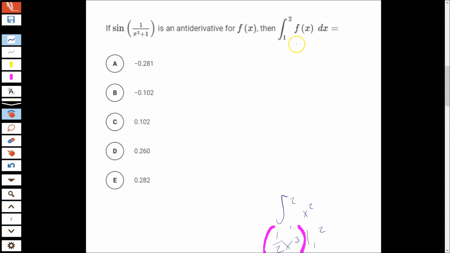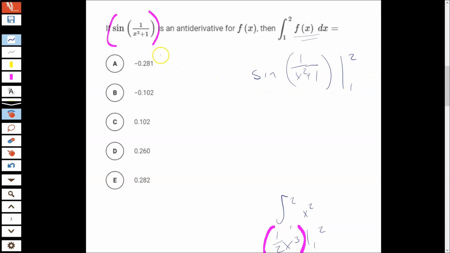right? So what they're saying here, we don't know what f is, but we know that this step in my process is given by this here. So they've actually done the work for us and just made it look harder when it's actually easier. So what we have here, this integral is going to be equal to sine of 1 over x squared plus 1. And then we're going to evaluate it from 1 to 2.